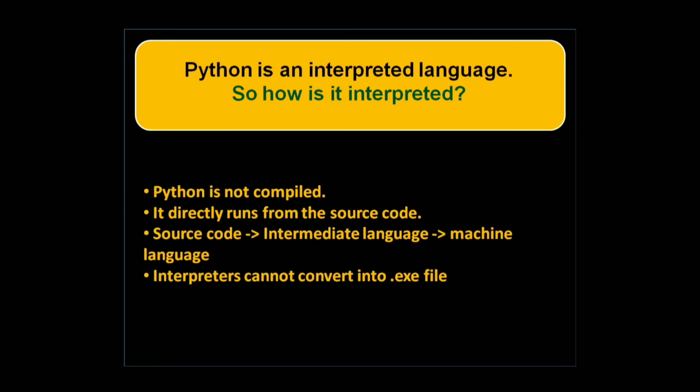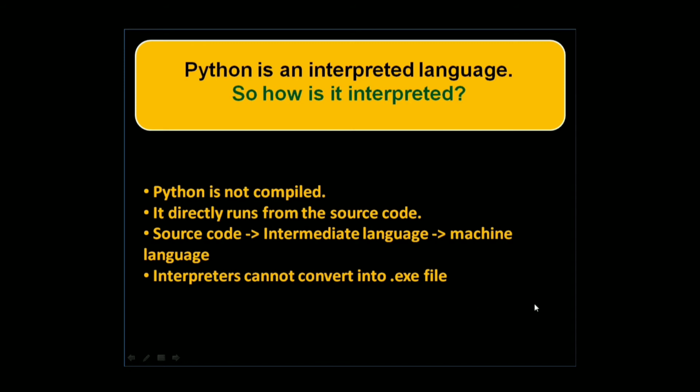Well, here is your answer. Firstly, Python is not exactly compiled like languages such as C and Java. What it does is the interpreter directly runs from the source code. Its first step is it takes the source code, transforms it into an intermediate language, and then converts it into machine language. Now what is machine language? Basically binary numbers, 0 and 1, right? And interpreters cannot convert your source code into .exe or executable files. All right, I hope this is clear.